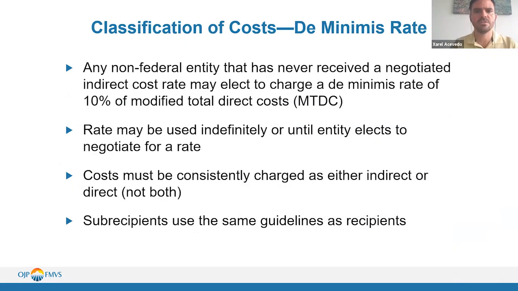All right, classification of costs, the de minimis rate. The de minimis rate is one of the rates we can use for indirect costs, okay? Any non-federal entity that has never received, that's important, never received a negotiated indirect cost rate, in other words, first time you're a rookie, you can elect to charge a de minimis rate of 10% of your modified total direct cost, okay?